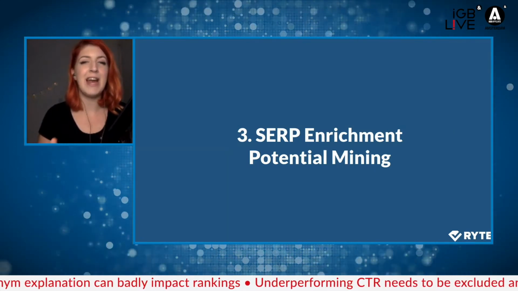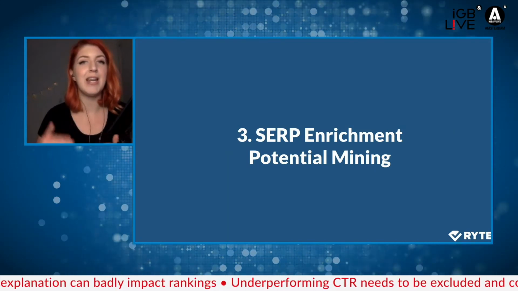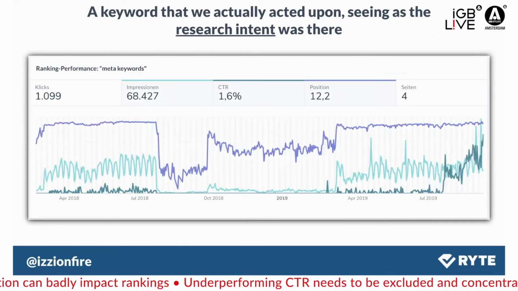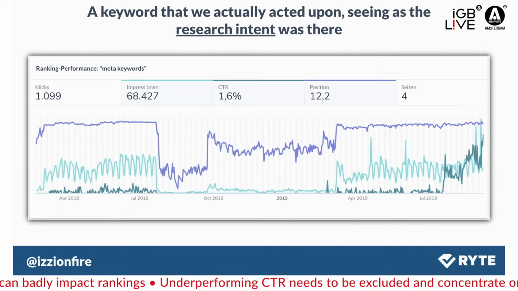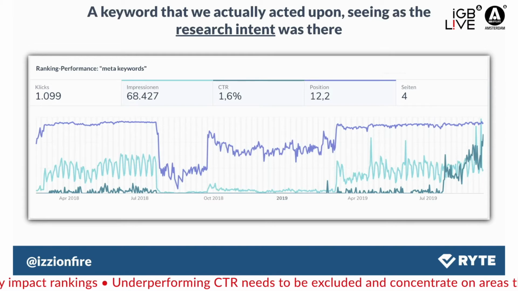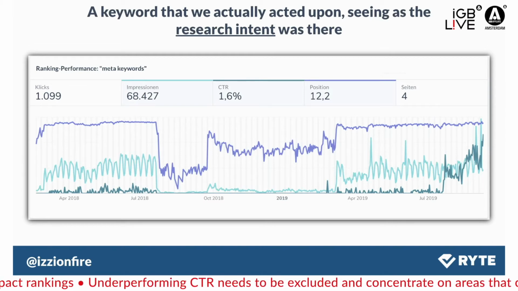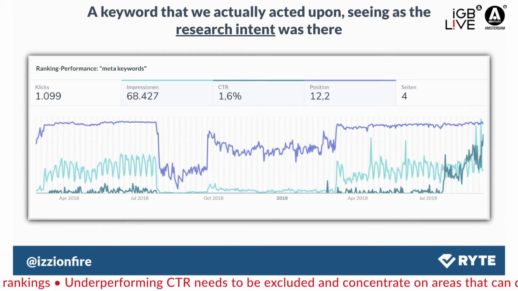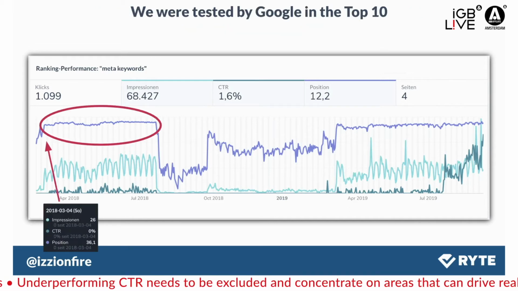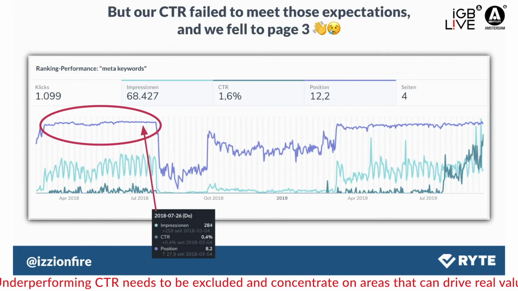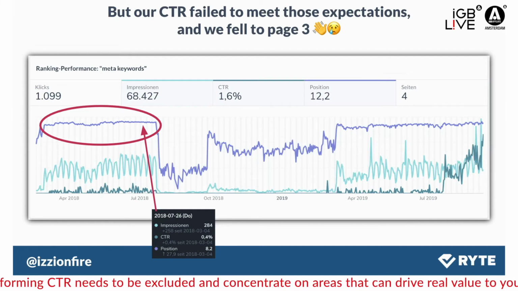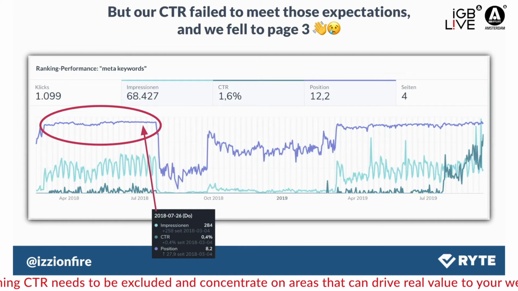Pattern number 3 is finding areas of SERP features that you can and should be present within to stand out as much as you can. So another example from our website. A keyword that we did act upon was meta keywords. Yes, people are still searching for meta keywords, and the research intent was there. So people want to learn more. They want to click through to our website. So we can see clearly where the top 10 first started, the test here, but the average CTR during this test was not high enough, so we got flushed back down to page 3.